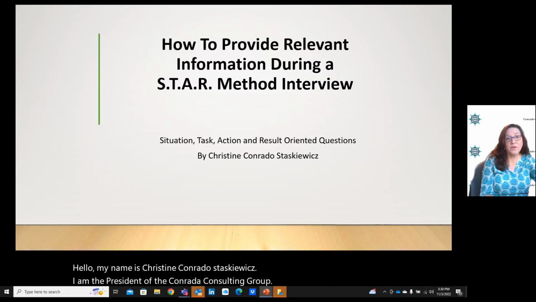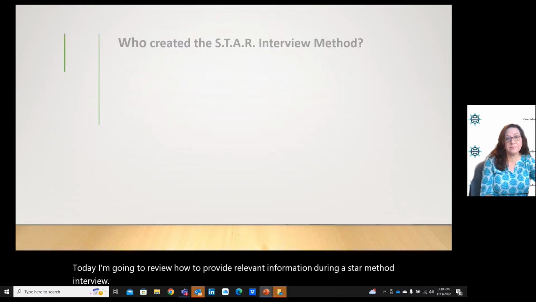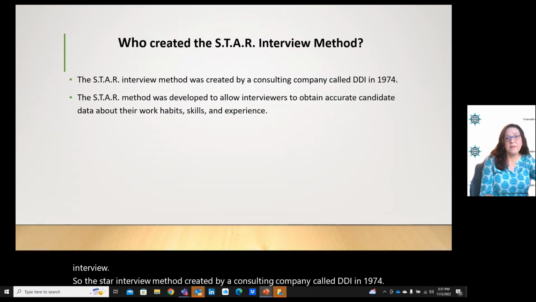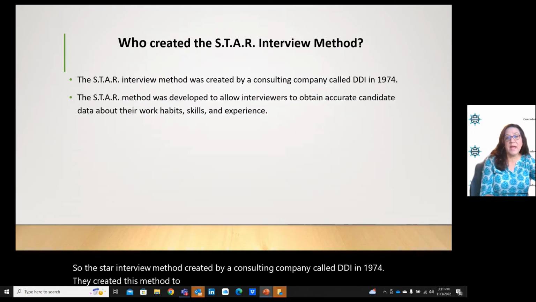Today, I'm going to review how to provide relevant information during a STAR method interview. The STAR interview method was created by a consulting company called DDI in 1974. They created this method to allow interviewers to obtain accurate candidate data about their work habits, skills, and experience.